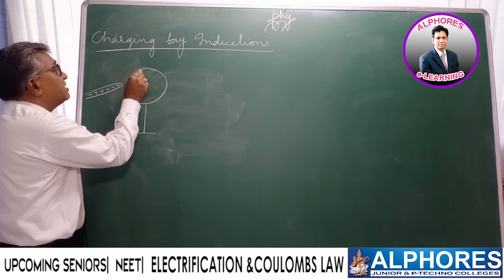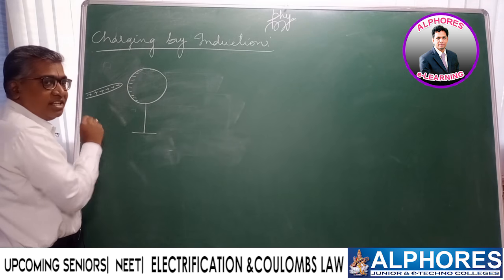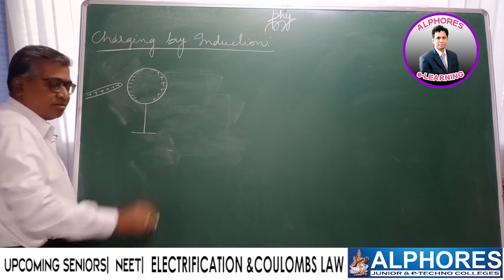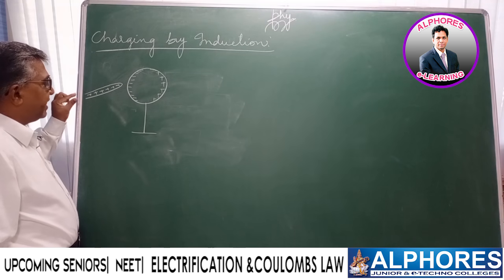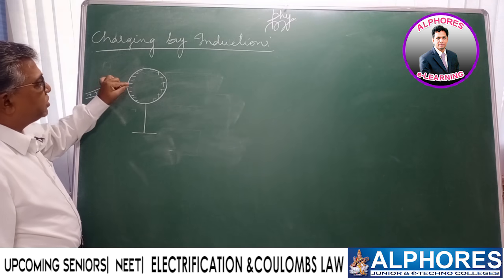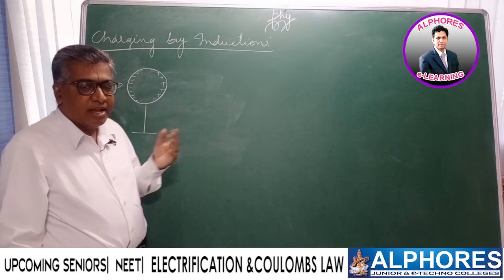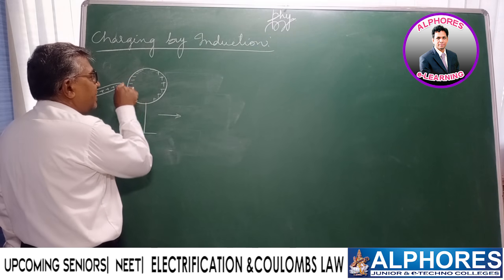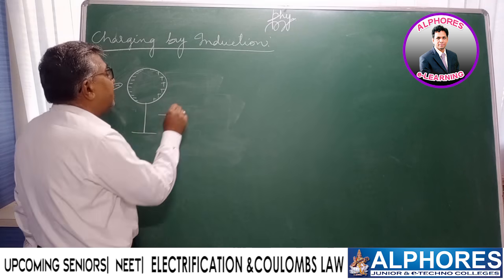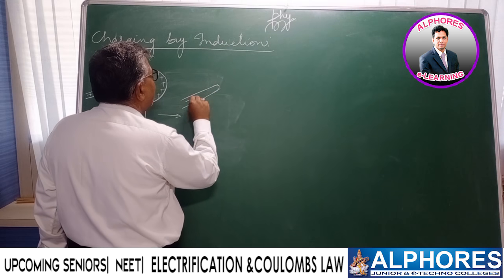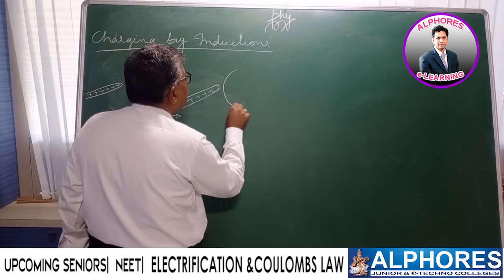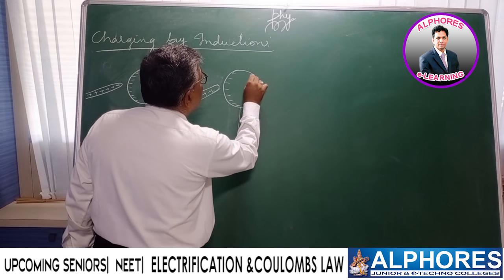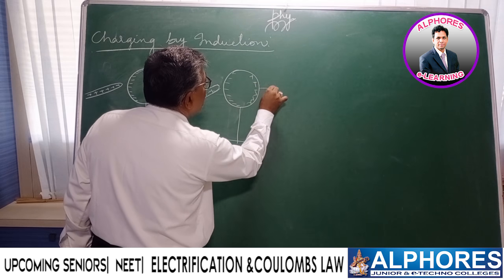So there is an abundance of negative charge here, and on the other side there is a deficiency of electrons. First, I bring a charged rod very close to the body on which I want to produce charge. Now, with the charged rod placed very close, I shall connect the positive side of this body to the earth.